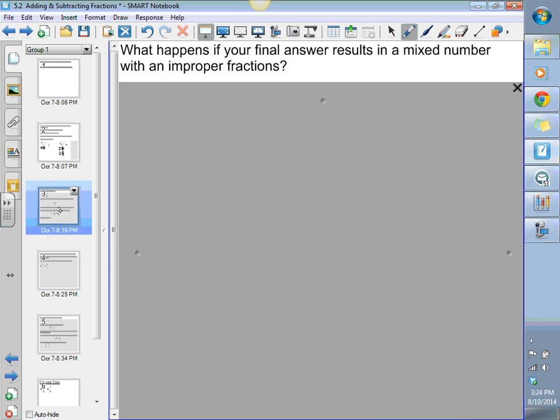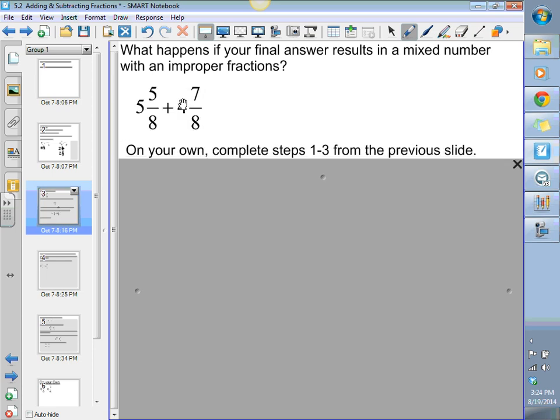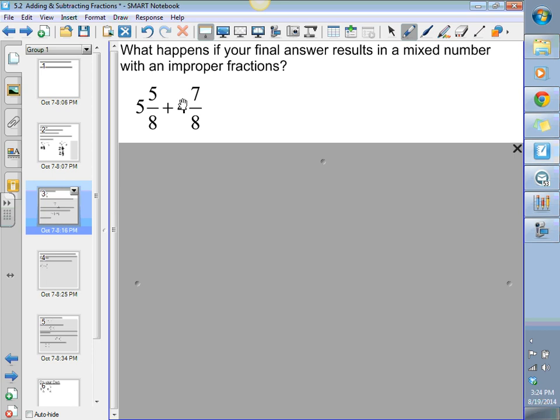What happens if your final answer results in a mixed number with an improper fraction? And this does happen. So we have 5 5/8 plus 4 7/8. So we add.